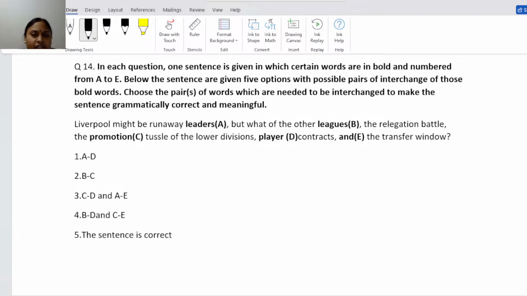Liverpool might be runaway leaders, but what of the other leagues? The relegation battle, the promotion tussle of the lower divisions, player contracts, and the transfer window. So here all the statements are given correctly. So the sentence is correct. No need to change anything. So next we will go for the next question.